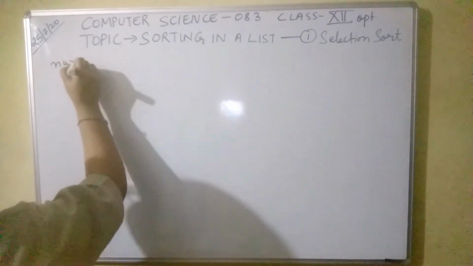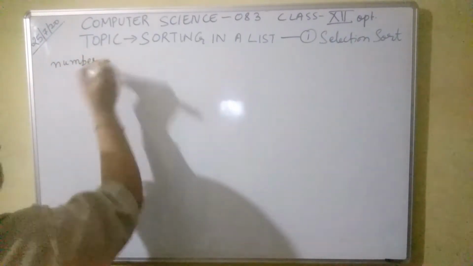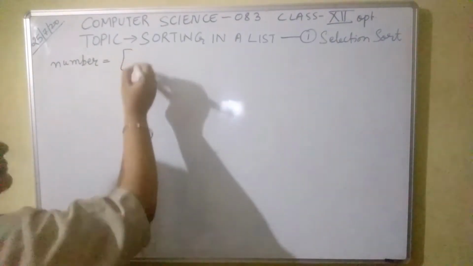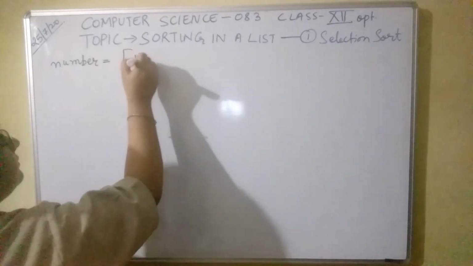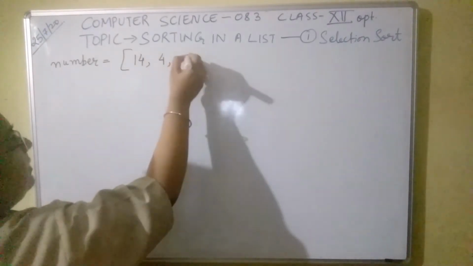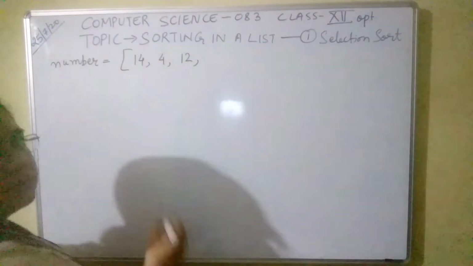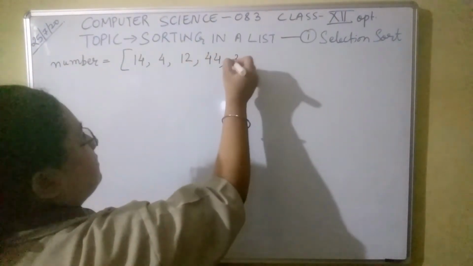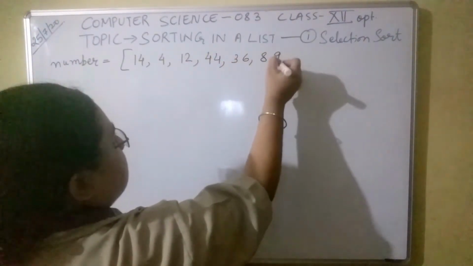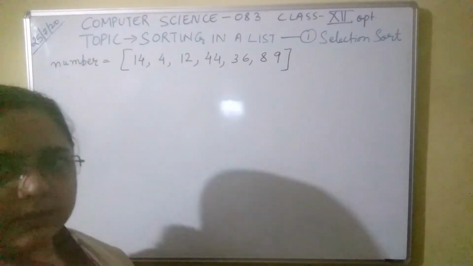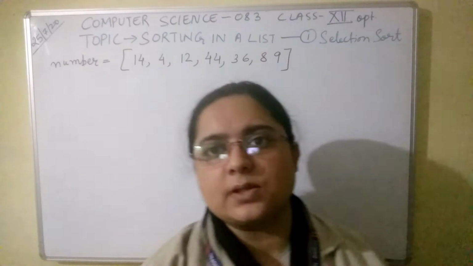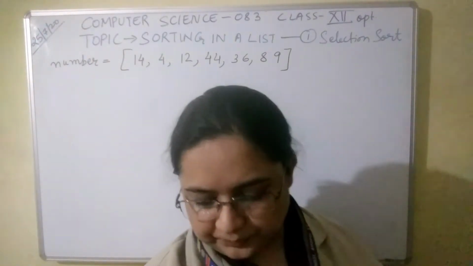random order. So I am taking a list called number and some elements in the list. So I have taken these elements over here and we are going to see how to apply selection sort on this array.